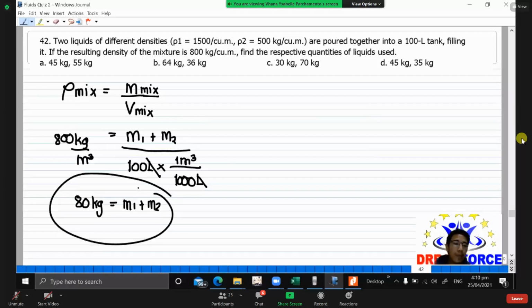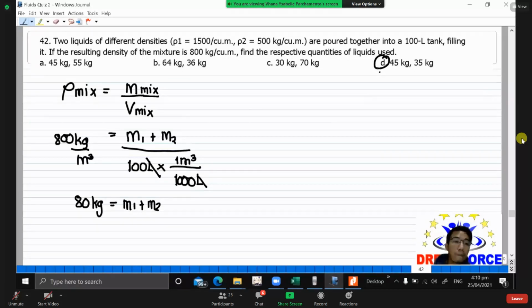Okay, by inspection, dapat yung dalawang mass natin mag-total sa 80. Check natin. 45 plus 55, that is 100. So 64 plus 36, 100. C is also 100. Ito, 80. So the answer is letter D.